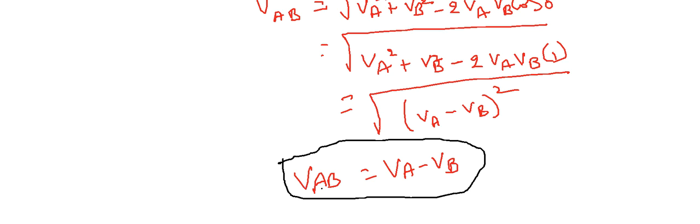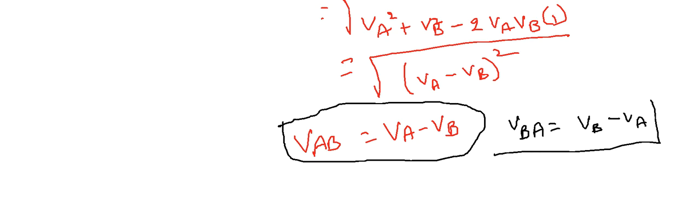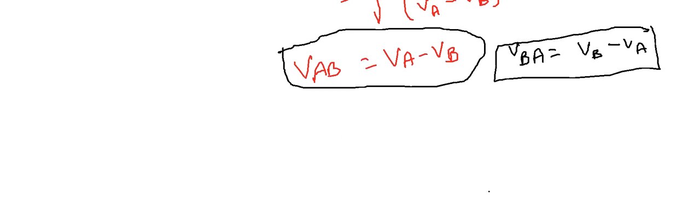When B is observing A, it is VA minus VB. Suppose I say the same thing the other way, B is observing A, velocity of B with respect to A, then the formula becomes VB minus VA. Now this is the simple case.